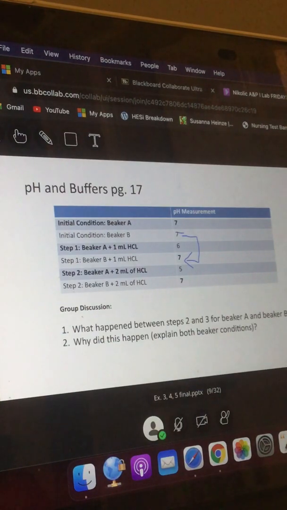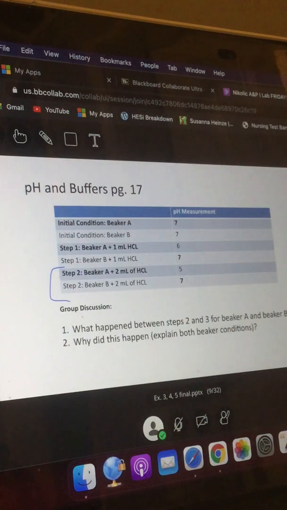So we're not quite done. We want to see if that's actually the case. We're going to go to step two, and we're going to double the amount of hydrochloric acid that we add, right? So I'm going to add 2 milliliters of hydrochloric acid. Now, normally, with no buffer, what do you expect to happen if you add more hydrochloric acid to a solution? It should become even more acidic. So we're going to see what happens here.